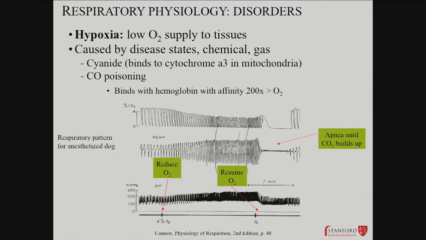You actually see carbon dioxide dropping as their lungs are working harder to compensate for the low oxygen. So you're ending up with an artificially low carbon dioxide because of this lower oxygen. And what's interesting then is, if you restore normal oxygen, you can get an apneic period, a period where respirations completely stop. And that's because oxygen is now present and you're no longer driving increased respiration.